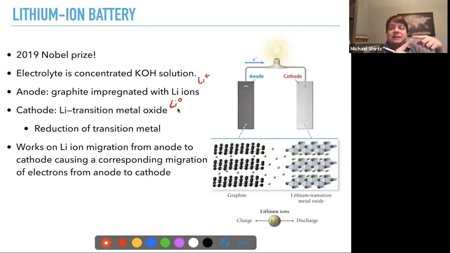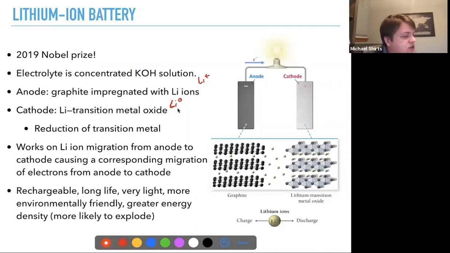They're both moving in the same direction because one is negatively charged and one is positively charged. It's sort of cool because you're actually getting migration of the same ions that are giving up the energy. And a lot of the energy involved is the ions intercalating in this graphite sheet.